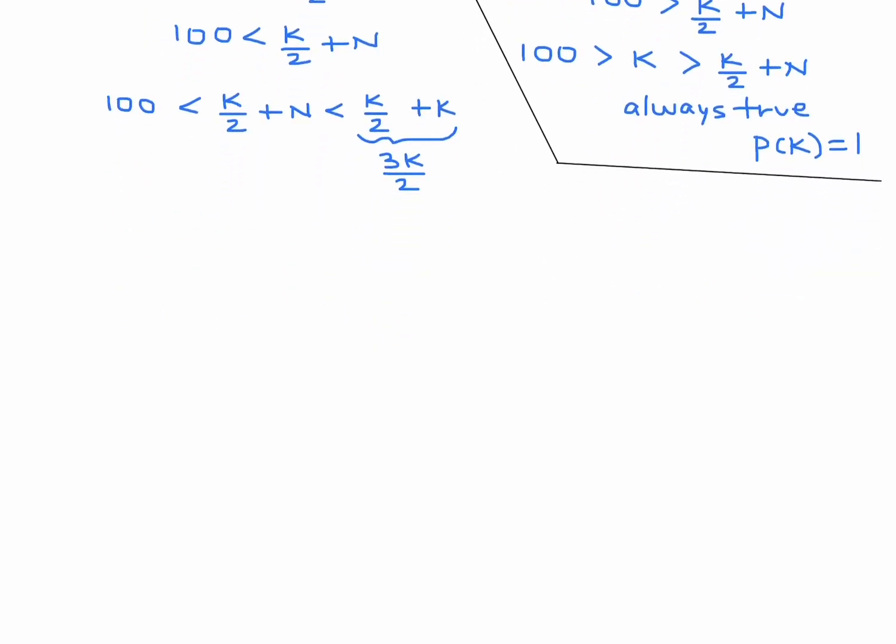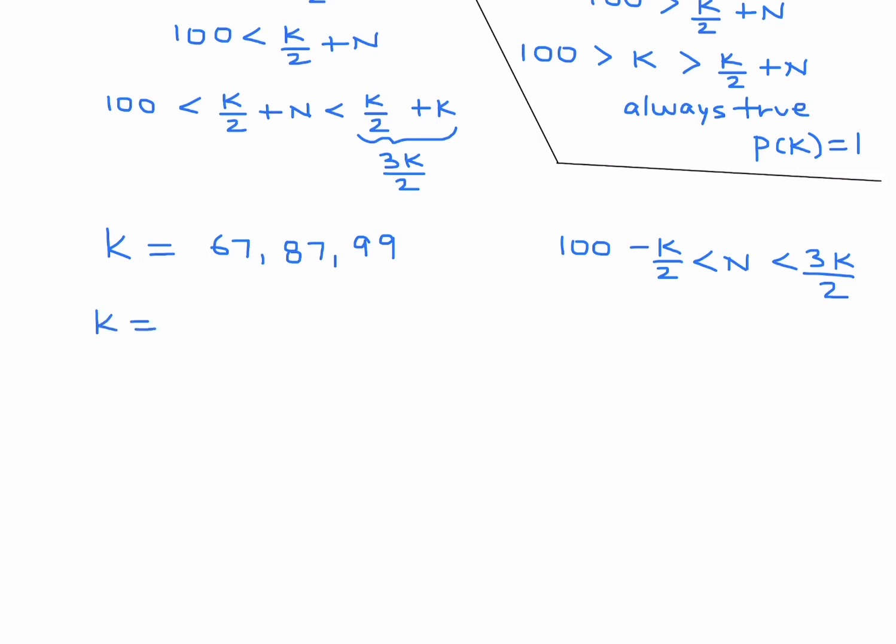Now what we have to do is remember our only remaining values of k were 67, 87, and 99. For each of these, let's figure out what we get. And we are using the inequality 100 minus k over 2, I'm just putting n in the middle, is less than 3k over 2. All right, so let's figure this out for k equals 67, 87, and 99.